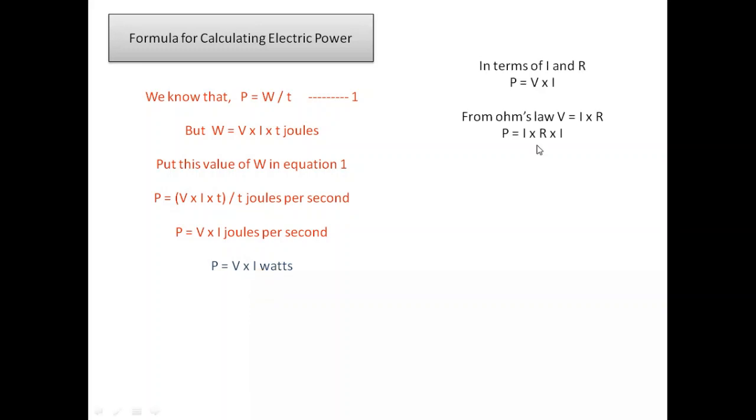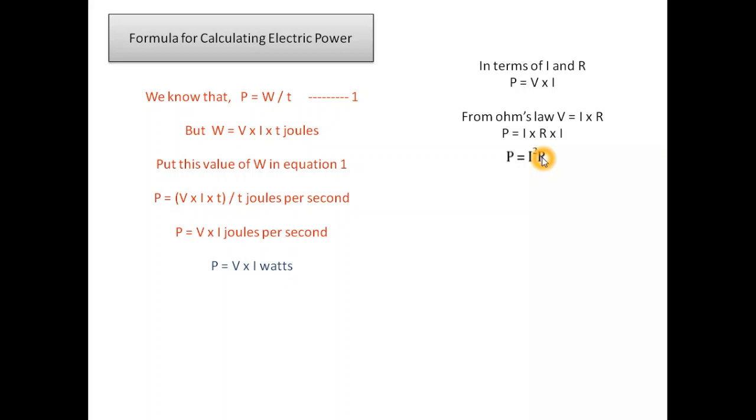Now let's look at another formula. That formula is in terms of current and resistance. Again, P is equal to V into I. Now by Ohm's law, V is equal to I into R. So substitute this V here. Instead of V, we write I into R, then into I. So we will get I squared into R. What we get from this is that power is equal to the square of current multiplied by resistance. So this is in terms of current and resistance.